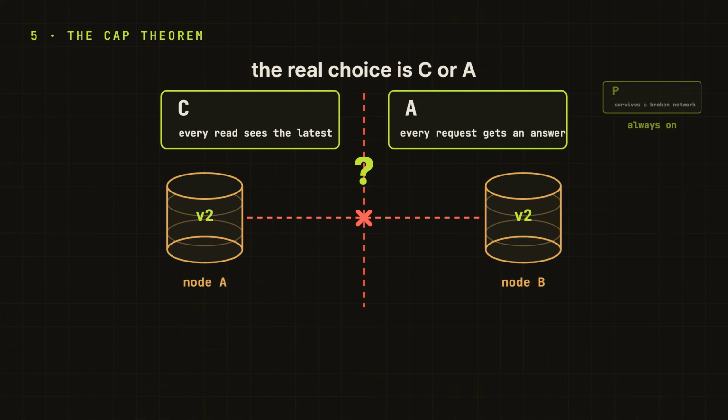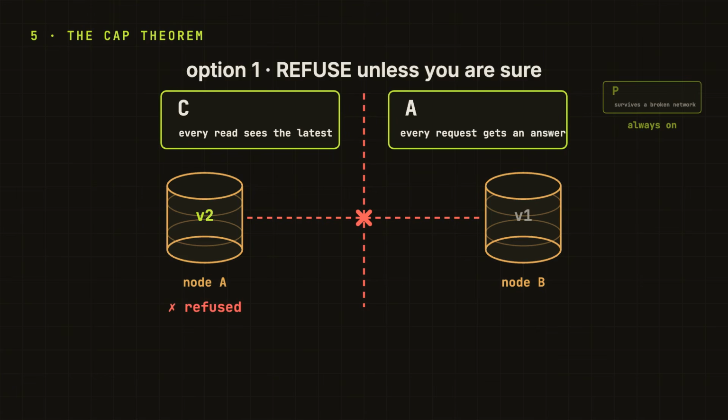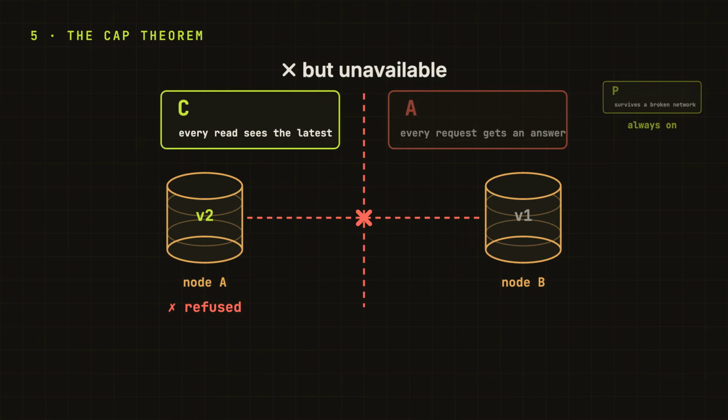Let's make that concrete because that is the part that actually matters. Imagine the network splits and a request comes in. You have two options. Option 1, you refuse to answer unless you are sure you have the latest data. That keeps you consistent, but you become unavailable for that request. That is what a bank does. It would rather show you an error than a wrong balance.